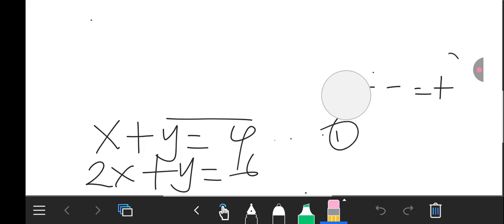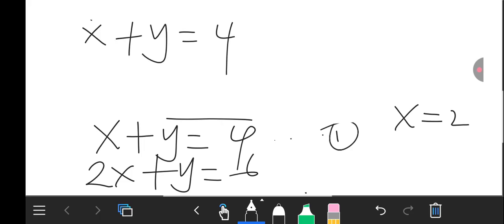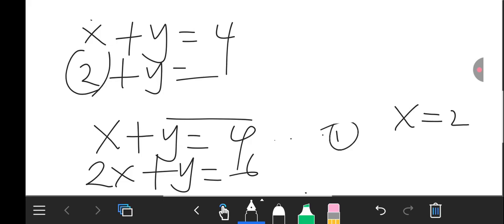So we found x is equal to 2. So let me reserve that here. X is equal to 2. Then we can substitute. You can take any equation. So let's take equation 1. X plus y is equal to 4. So where there is x, we substitute 2 plus y. To substitute, you put in brackets. Then y, this is equal to 4.